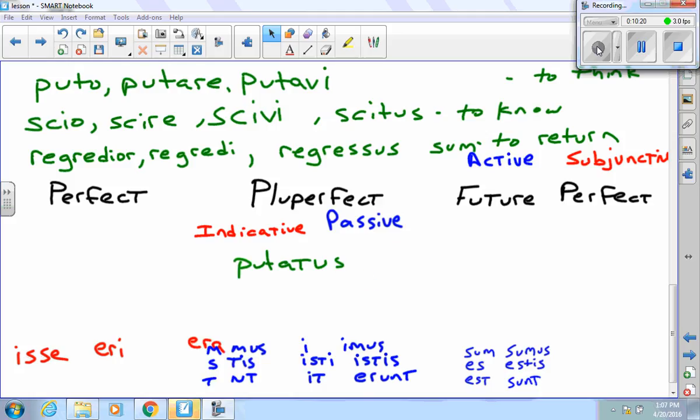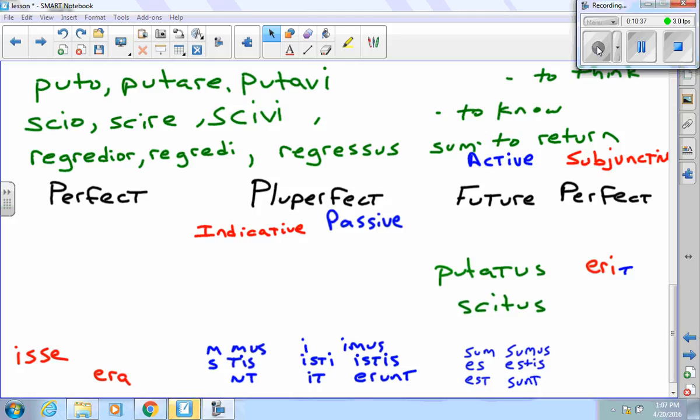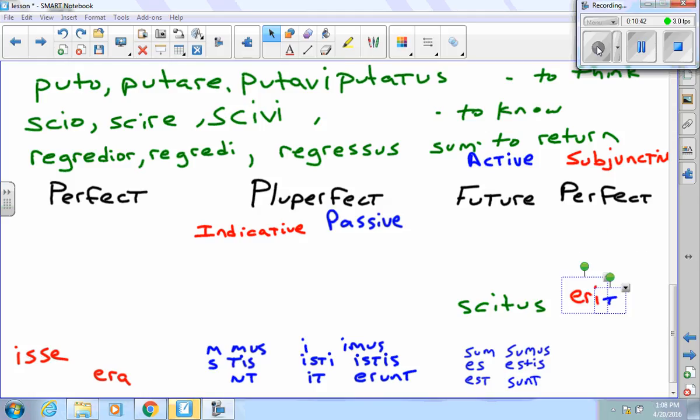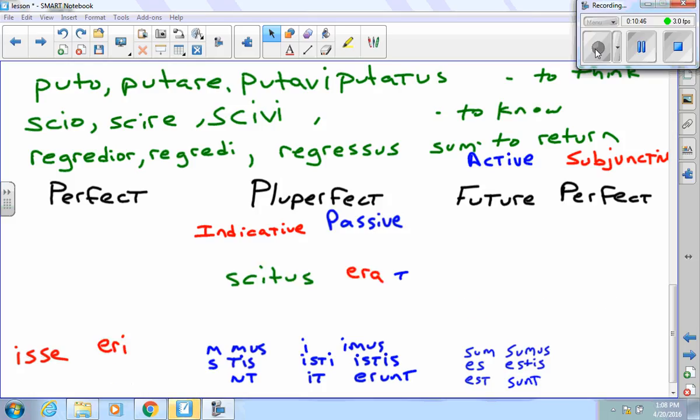So I add the T and I get putatus erat. If I want it to be future perfect, I'm going to move it over here. Still going to use that future perfect ending ERI. And then I'm going to add the T to get putatus erit. All of the perfect passives are going to use the perfect passive stem, that fourth principal part. I can do the same thing with scitus. For the future perfect, I'm going to have scitus erit. Pluperfect is scitus erat. And the perfect is going to be scitus est. Those are the perfect passive systems.